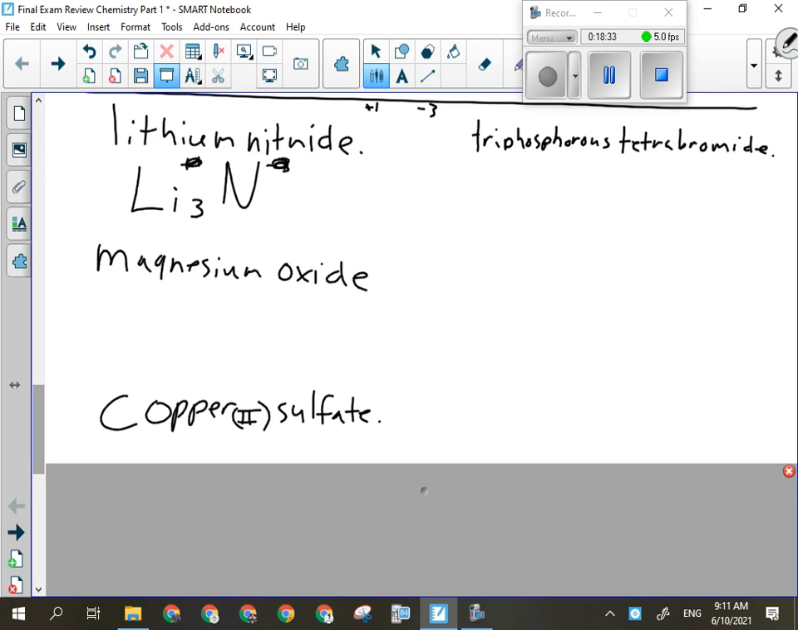Okay, triphosphorus tetrabromide, ionic or molecular? Molecular. It's got prefixes, first off, that's our first indicator. And secondly, it's 2 nonmetals. So that's a molecular compound for sure. Triphosphorus: phosphorus is P, tri is 3. Tetrabromide: bromide is Br, tetra is 4. That's all there is to a normal molecular compound.